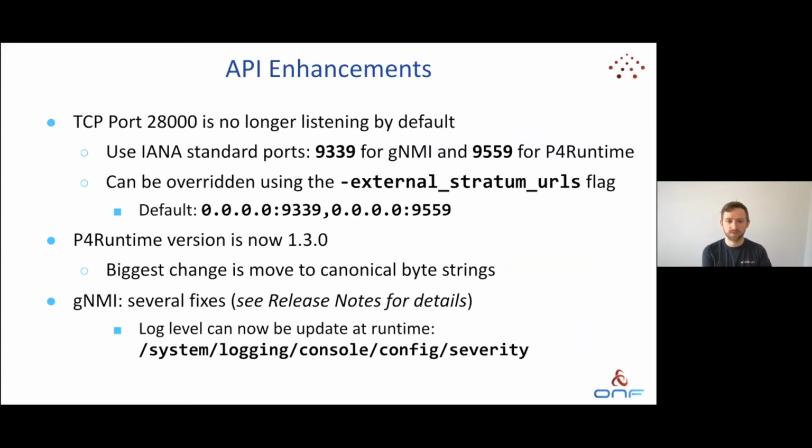Fortunately, both GNMI and P4 Runtime have IANA standardized port numbers now. 9339 is for GNMI, 9559 for P4 Runtime. And so we're recommending that users move over to those in almost all scenarios. If you do have a dependency on the 28,000 or want to use some other number for whatever reason, you're welcome to override this using this external Stratum URLs flag.